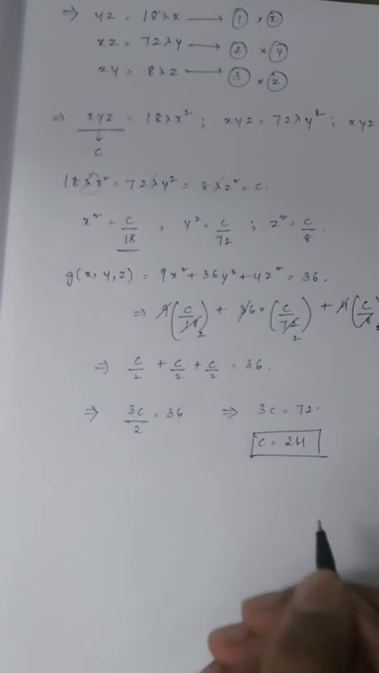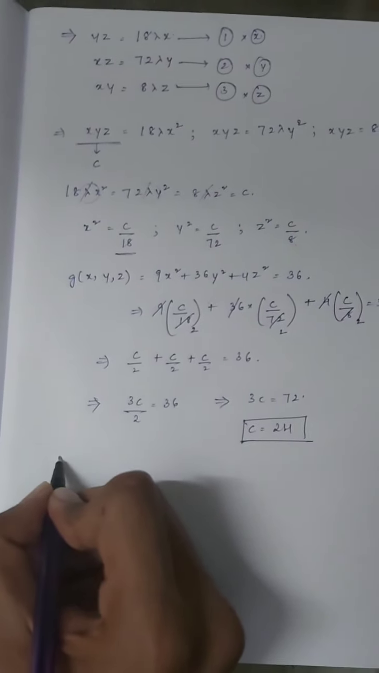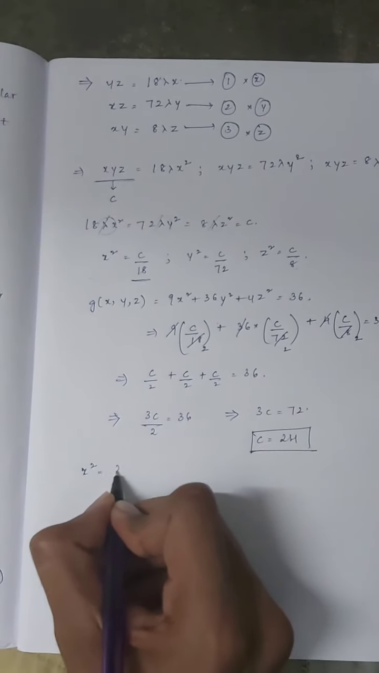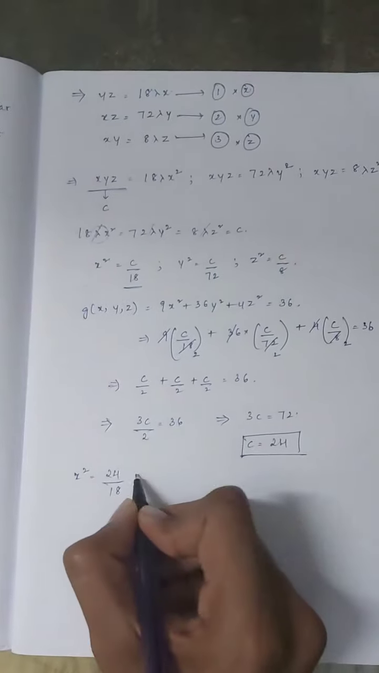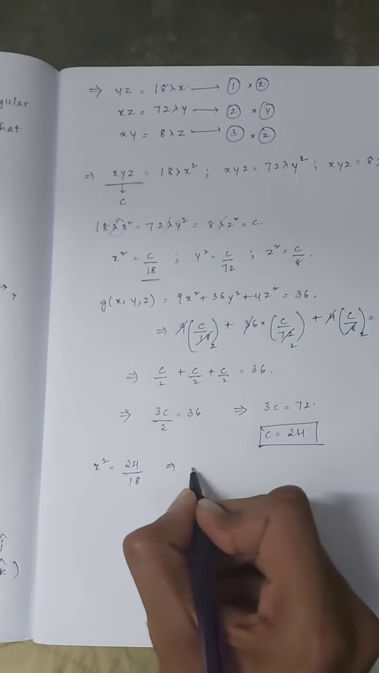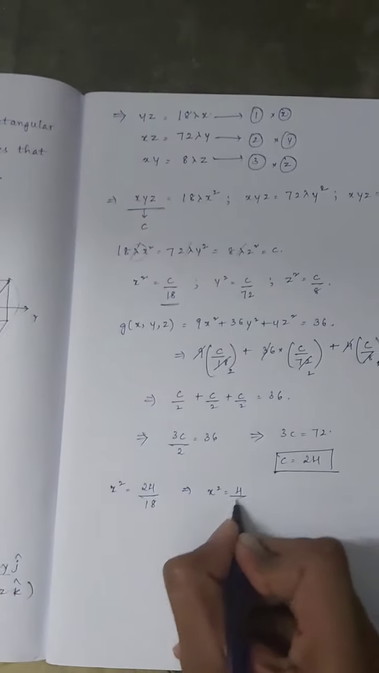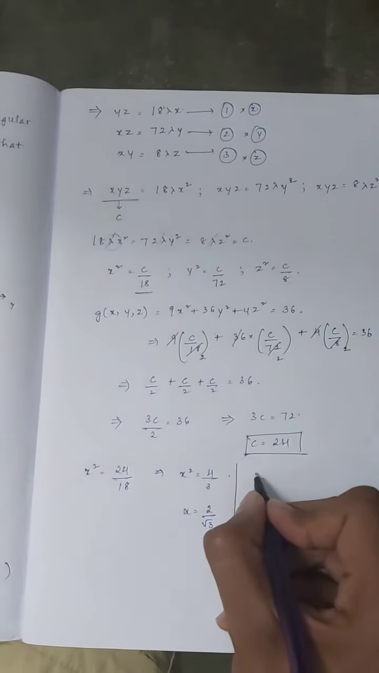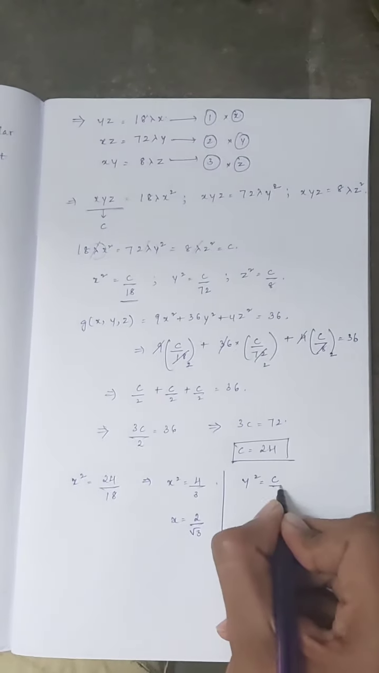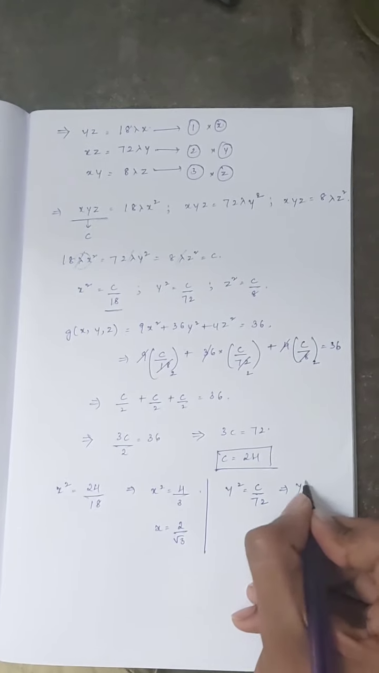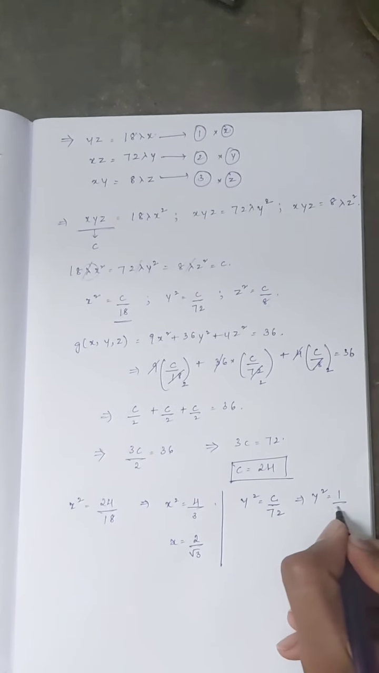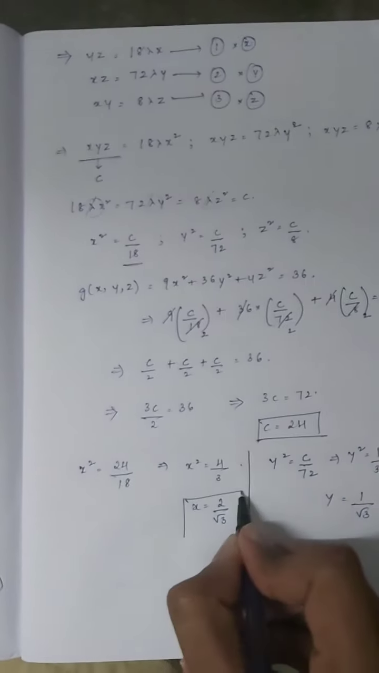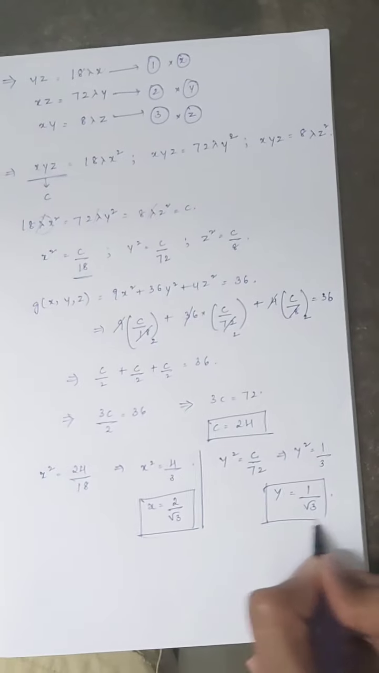We are done with the constant value. So let us get the x square value, which is nothing but 24 by 18, which would be x square is equal to 4 by 3. So x would be 2 by root 3. Similarly, y square is equal to c by 72, which is 24 by 72, which is 1 by 3, and y would be 1 by root 3. The x value is 2 by root 3 and the y value is 1 by root 3.